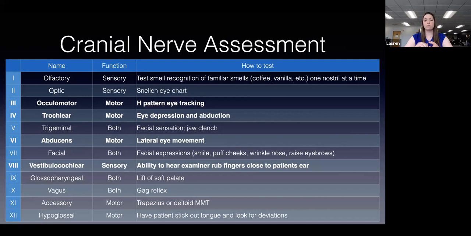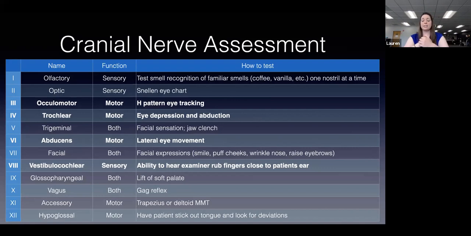For olfactory, most of our offices have coffee in them, so that's one way. Have them close one nostril, close their eyes, and bring a familiar scent. Coffee and vanilla are probably the most common. If they can smell it and identify the smell, perfect. And test the other nostril as well. We want to do both nostrils since each is innervated by one of the respective olfactory nerves.